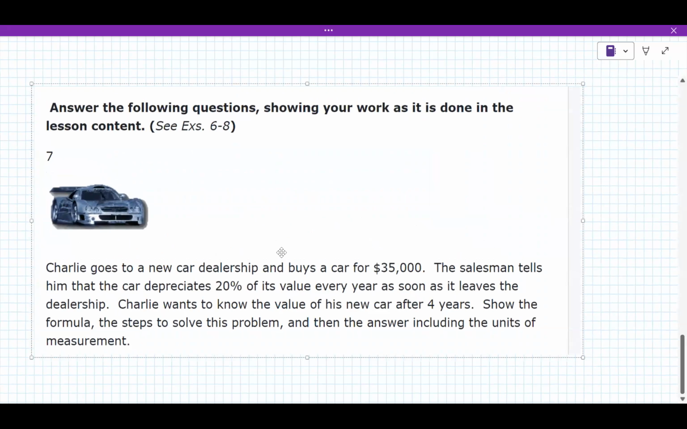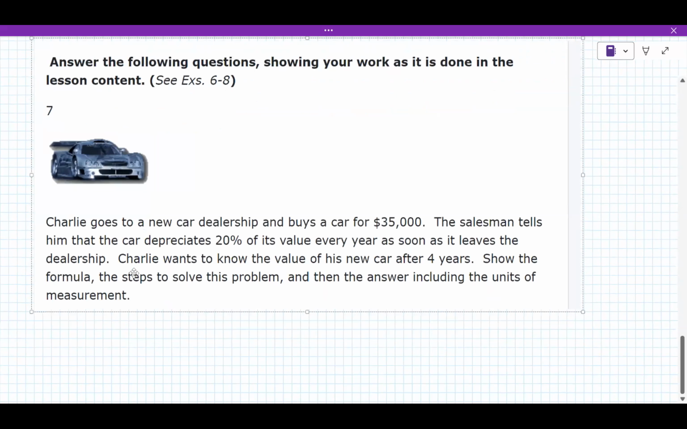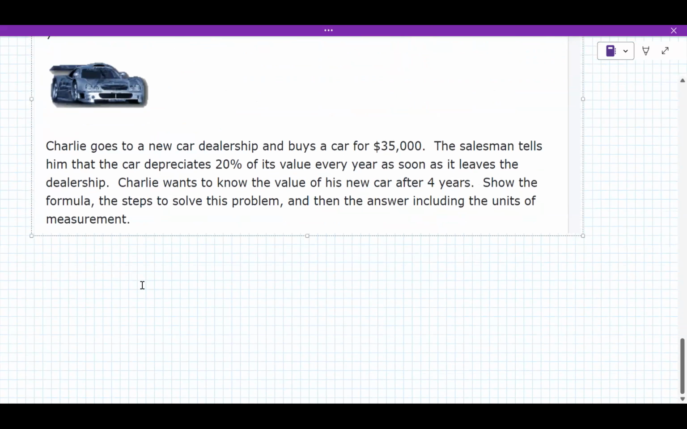All right, Charlie goes to a new car dealership and buys a car for $35,000. The salesman tells him that the car depreciates 20% of its value every year as soon as it leaves the dealership. Charlie wants to know the value of his new car after 4 years. Show the formula, the steps to solve the problem, and then the answer including units of measure.